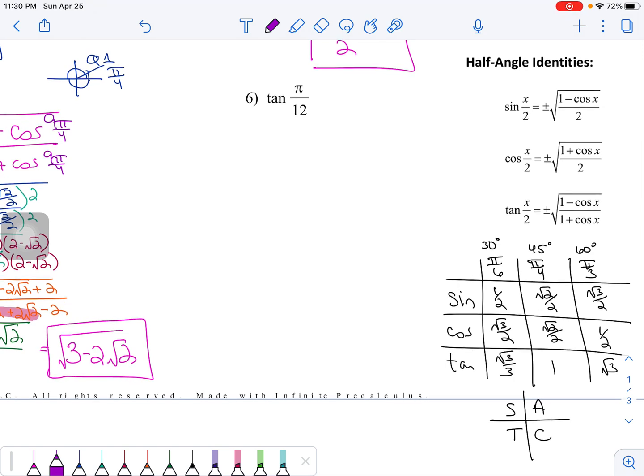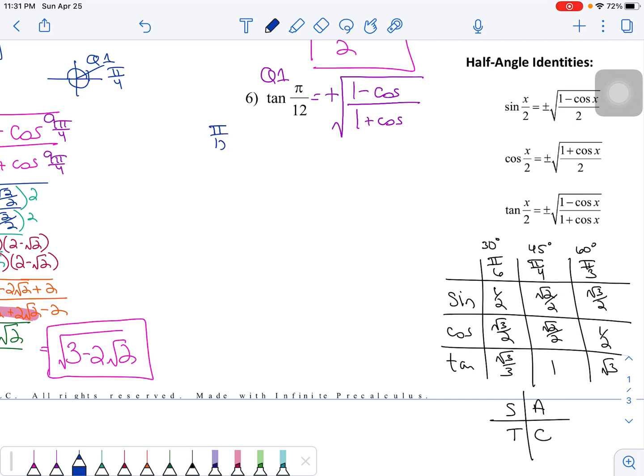All right, problem number 6, we've got pi over 12. Pi over 12 is located in quadrant 1, which means that when I do this tangent, I'm going to pull the positive part of the plus minus. So this is going to equal plus the square root of 1 minus the cosine over 1 plus the cosine. Now, what's going to go with that cosine? I'm going to take my original pi over 12, which is x over 2, and double it, and that will find me the x value that goes on the unit circle. In this case, it's going to be pi over 6.